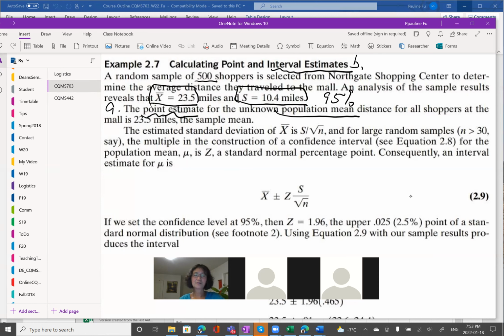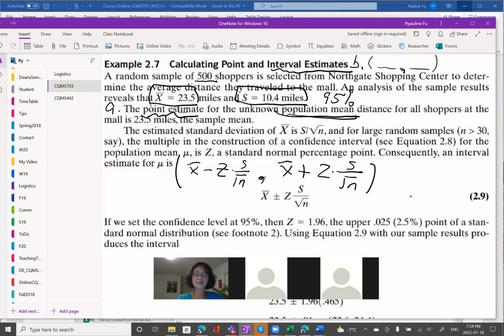Now let's move on. Question B, what is the interval estimate for the population mean? It means the average miles is from which number to which number? We need two numbers. How do we get two numbers? We use this formula. The lower bound, we use x bar minus z times s over square root of n. Upper bound, we use x bar plus z times s over square root of n. So we produce two numbers.